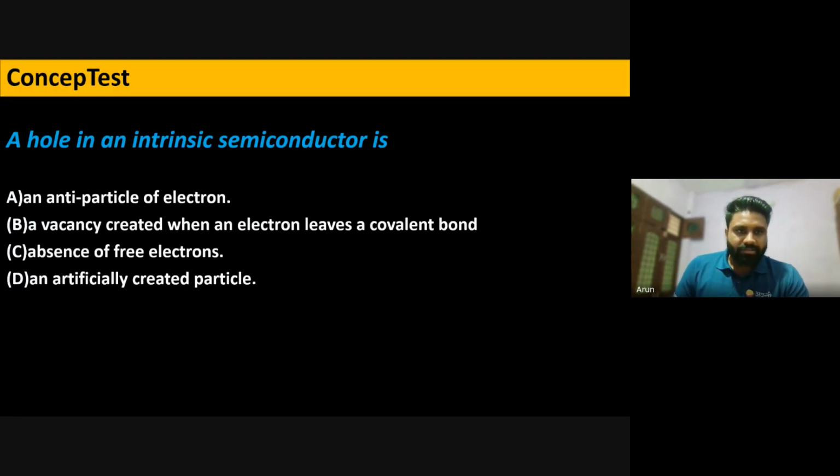So these are the questions. Firstly, you will attempt it. A hole in an intrinsic semiconductor is: A, an antiparticle of electron; B, a vacancy created when an electron leaves a covalent bond; C, absence of free electrons; or D, an artificially created particle? Now write this answer, A, B, C, D are the options. Comment the answer in the chat box. I'm waiting for your response. Then we will move further in the lecture.